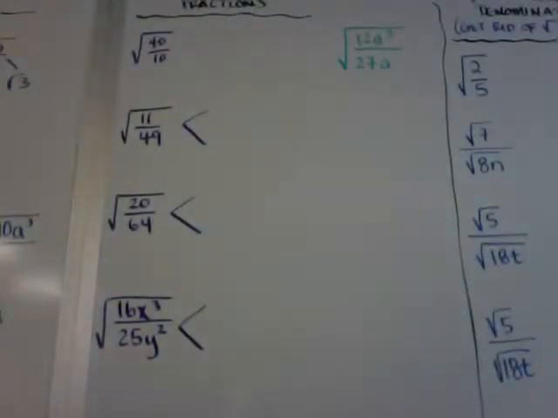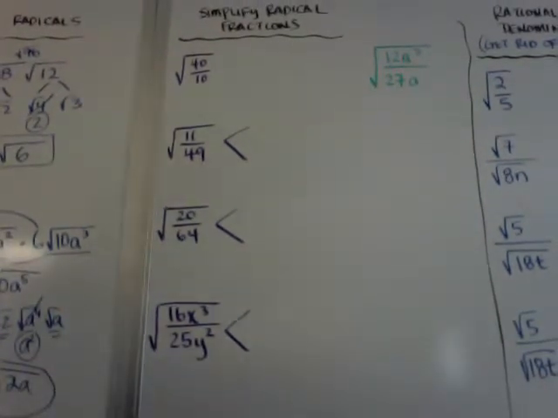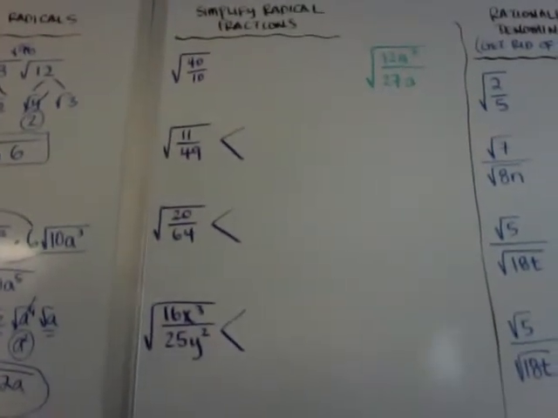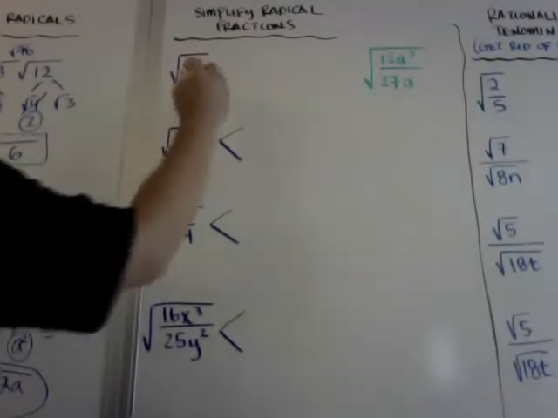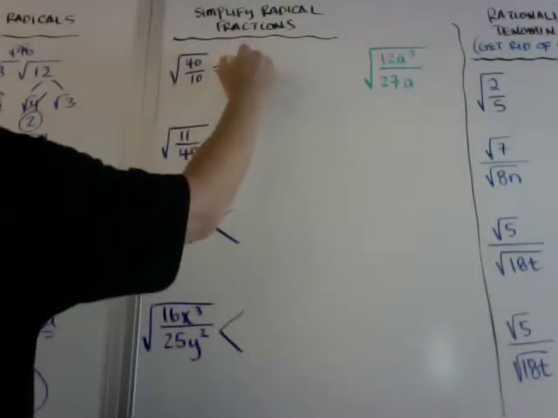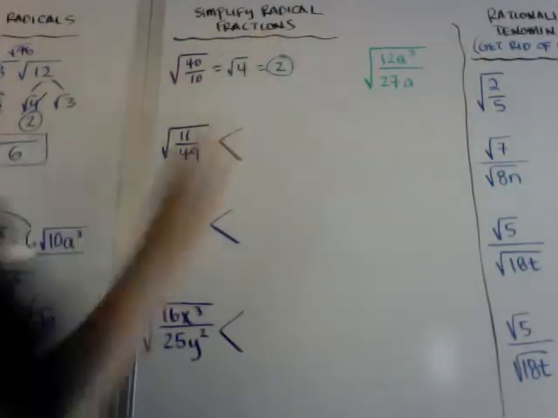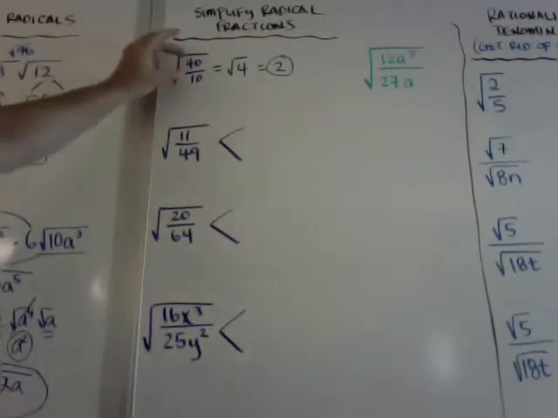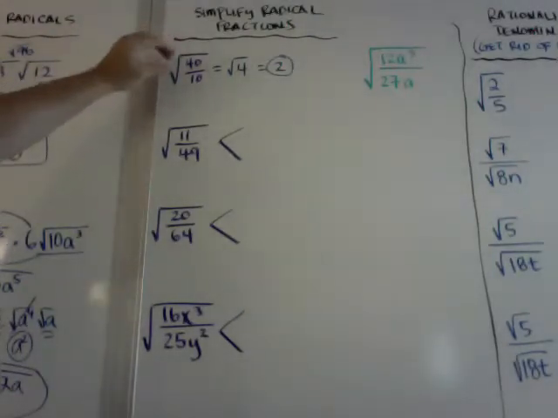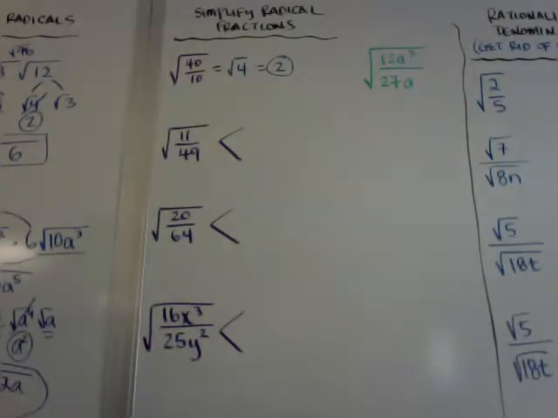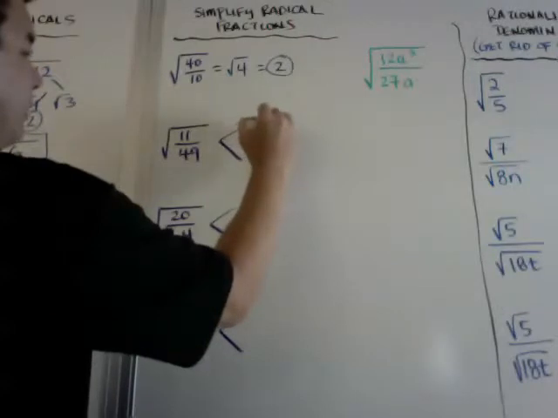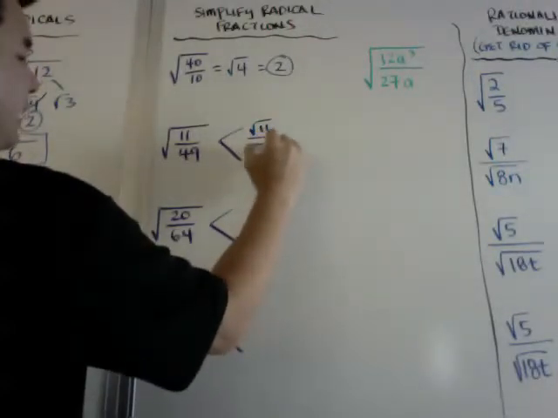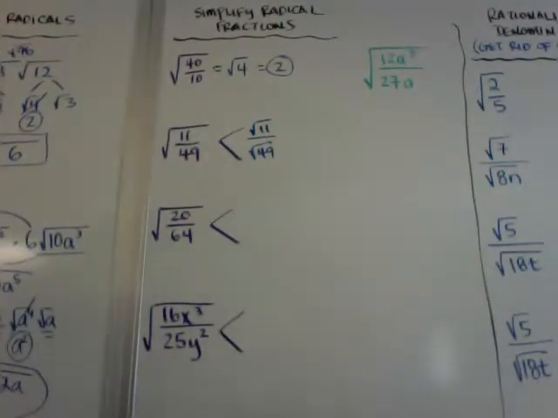If I have 40 divided by 10, the first thing you want to do is simply simplify the fractions if possible. So 40 divided by 10 I know is 4, so it just becomes radical 4, and it just becomes 2. You don't have to do much with that. So look if you can simplify what's under the radical, the radicand, first, and then it makes life easier. If you cannot, so you've got 11 and 49, what you do is you split it. So it becomes radical 11 over radical 49. So if you're multiplying or dividing, you can split them.